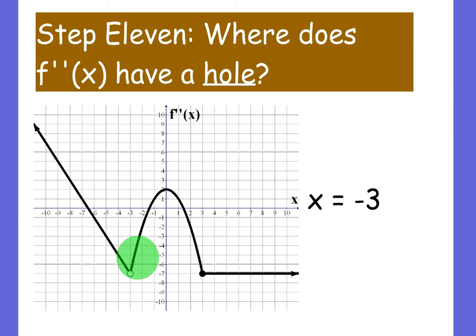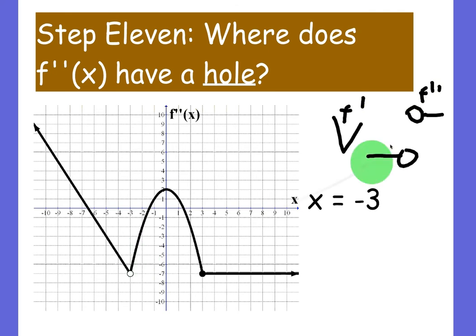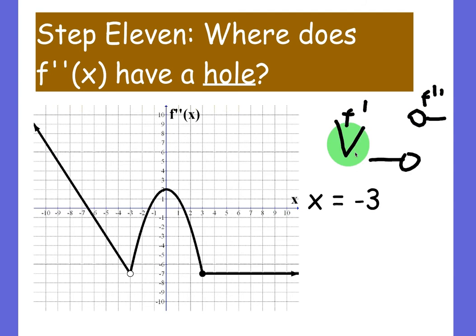Now it is true though that if you have a V like this, let's say this is f prime, f double prime is going to look like this. So if you have a jump like that, that means your tangent line abruptly changed, and you're going to have a sharp edge. Now in the case of our graph, that actually didn't happen.